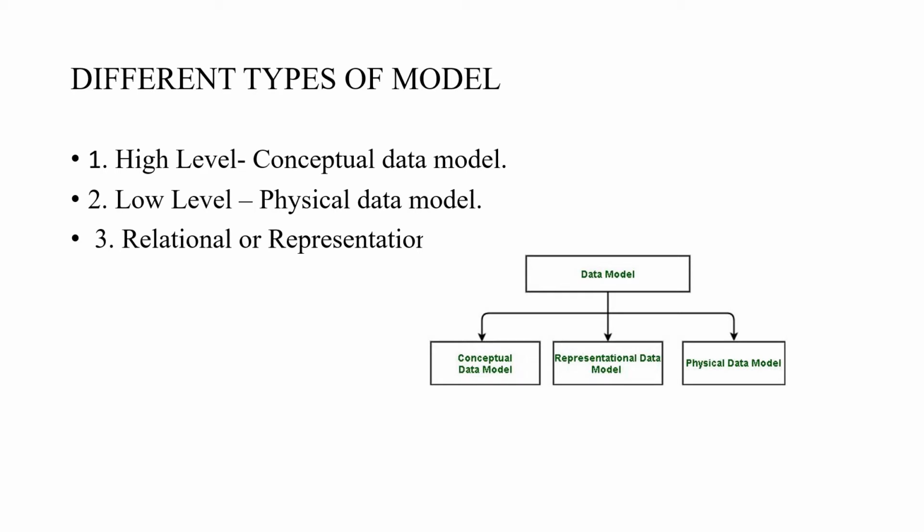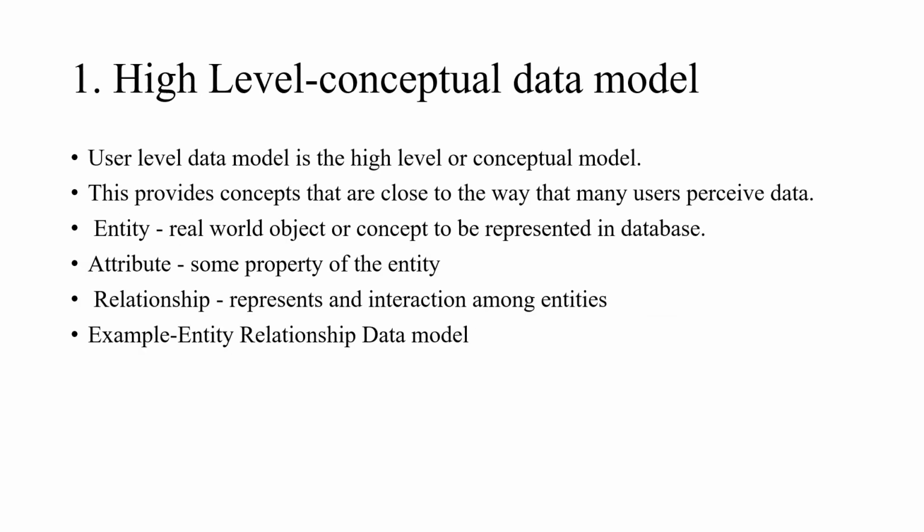The three types of data model are: first one, high level or conceptual data model. Second one, relational or representational data model. Third one, physical or low level data model. These are the three different types of data model. I will explain these three types.